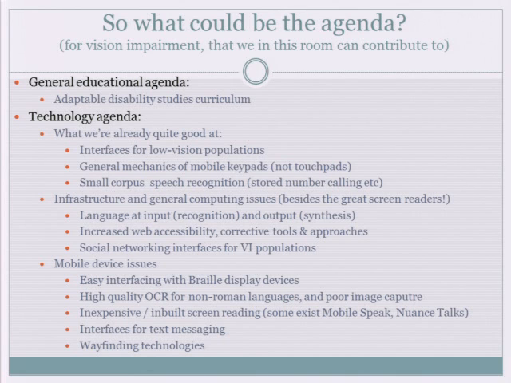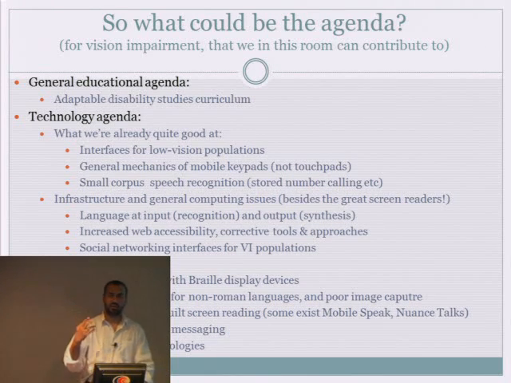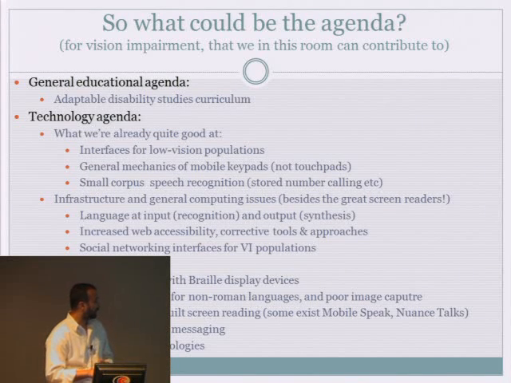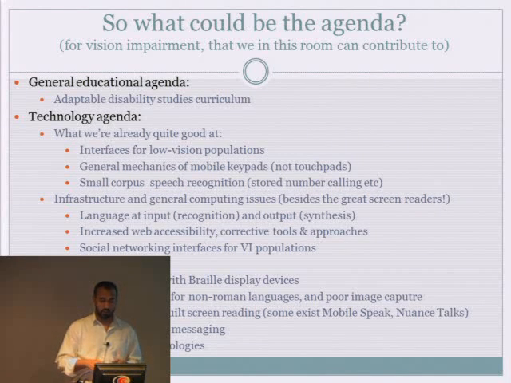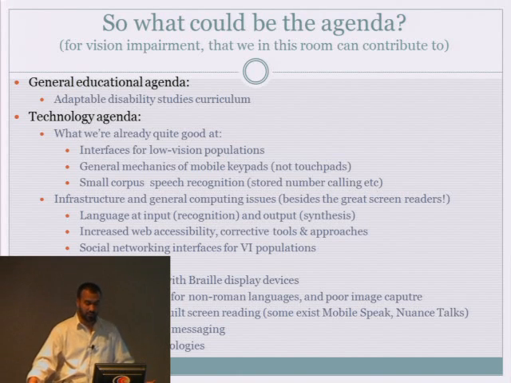There's also small corpus speech recognition, which is things like storing a person's name on your cell phone and calling them and all that. So these kinds of things we've already progressed a lot in. Now, from the perspective of the developing world, what are the areas that could be much more important going ahead? One of them is language input.